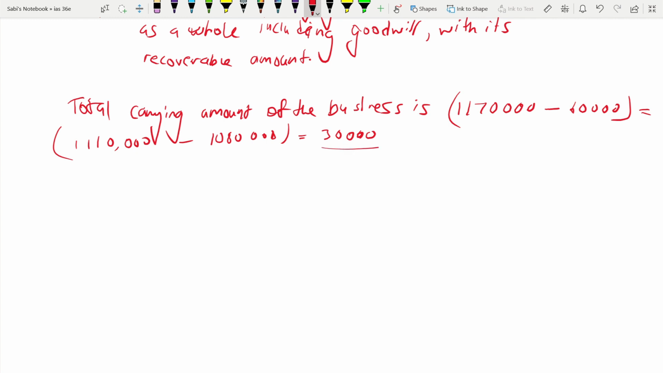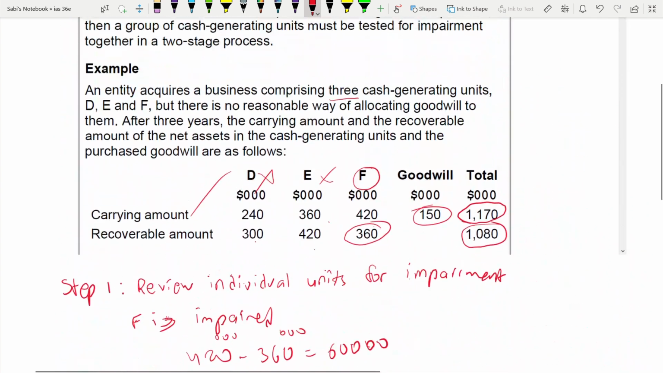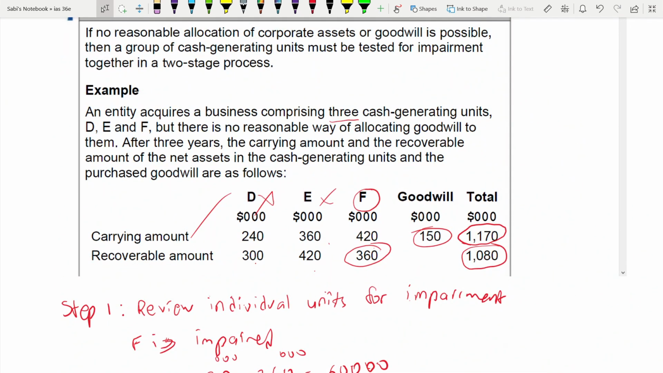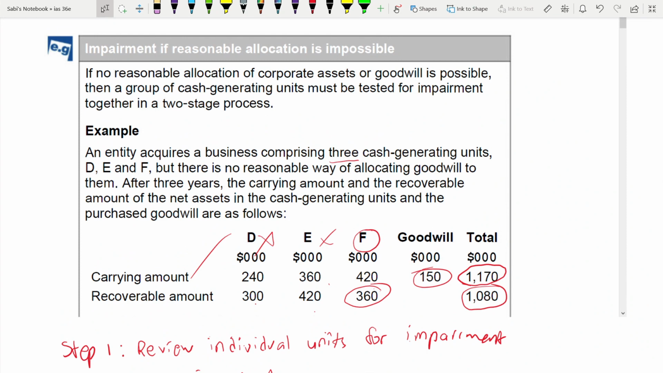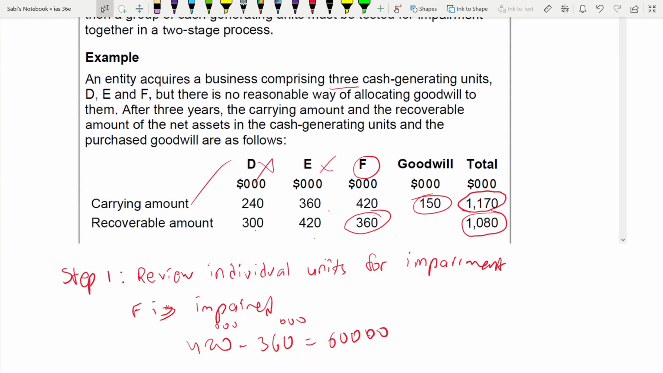So that's it. This is how you need to do it in 2 steps when you are given different CGUs and you cannot allocate. You first need to find out individually whether there's an impairment or not. Like in this case, D and E are not impaired because carrying amount is less than recoverable amount, but F is impaired. After it's done, step 2, compare the carrying amount of the whole business, including goodwill, with the recoverable amount. Okay, so these are the 2 steps.